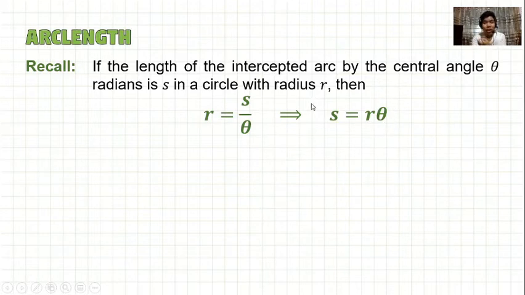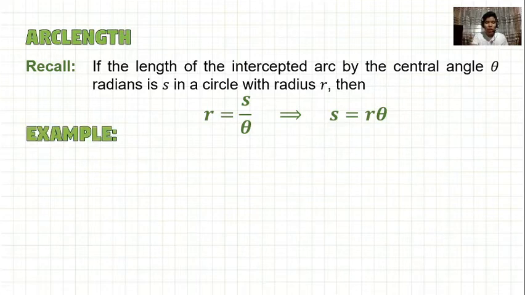So this is now the relationship between the linear measure of the arc in a circle, which is this S, our arc length, and theta is the angular measure of the arc in a circle. So that is in radians. So we have this relationship S is equal to R times theta. Okay, now let's apply this one in solving problems involving arc lengths and angles in a unit circle.